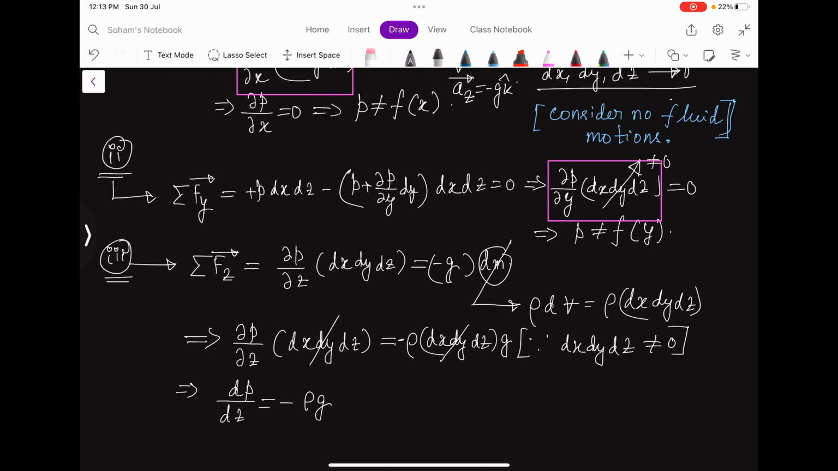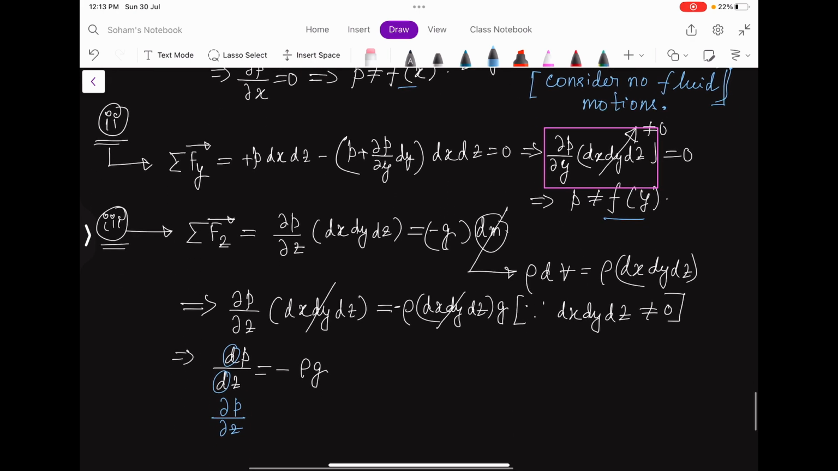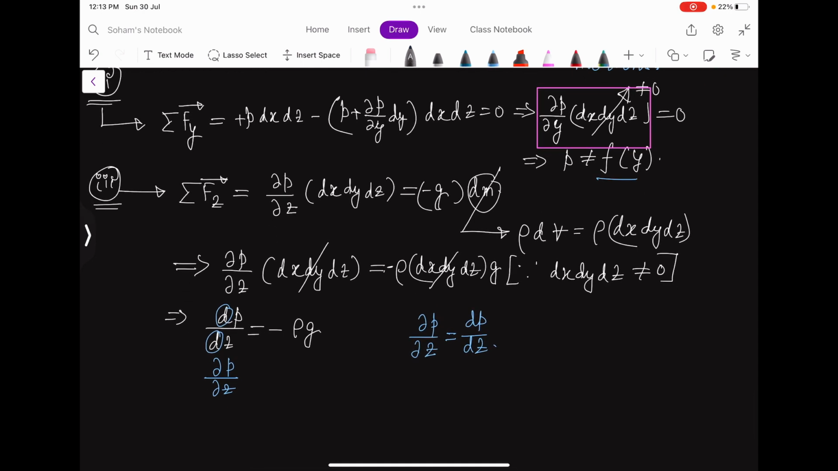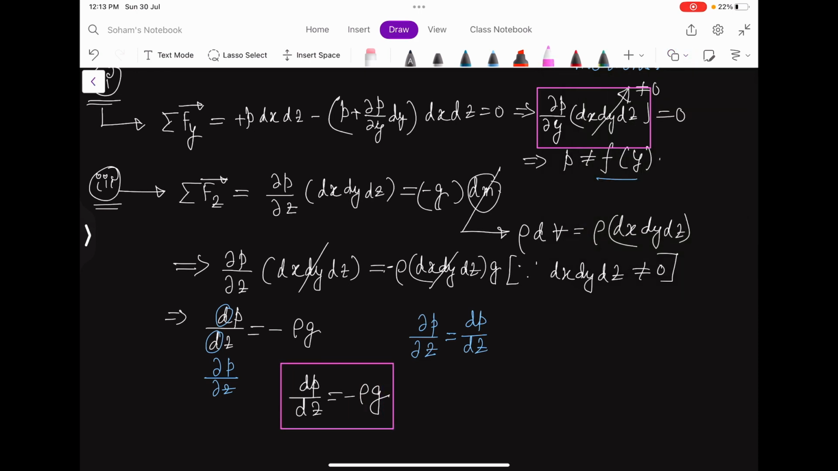Just observe very carefully that I have written d, not the partial derivative. Because I have proven that p is not a function of x and not a function of y, there is no meaning of writing the partial derivative. So then the equation becomes dp dz equal to minus rho g. This is the governing equation of fluid statics considering only the gravity.